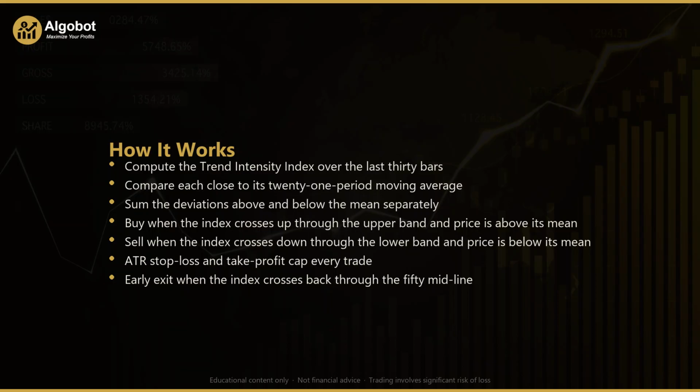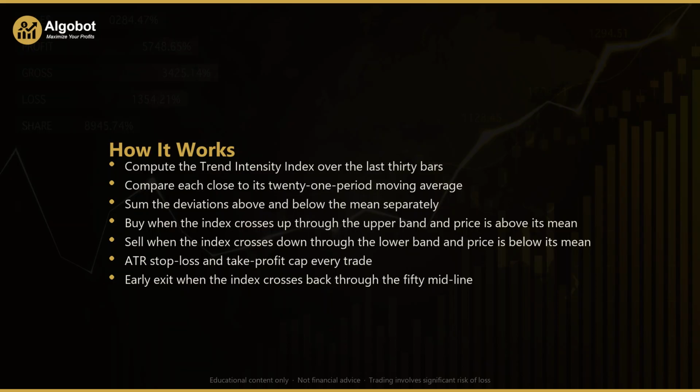Risk is handled on two layers. The first layer is a hard stop and target, both derived from the average true range. The stop is placed at 2 times the ATR away from entry, and the target at 3 times the ATR, giving a reward-to-risk shape of 1.5 to 1. Because these distances breathe with volatility, a calmer market produces a tighter stop and a busier market a wider one.